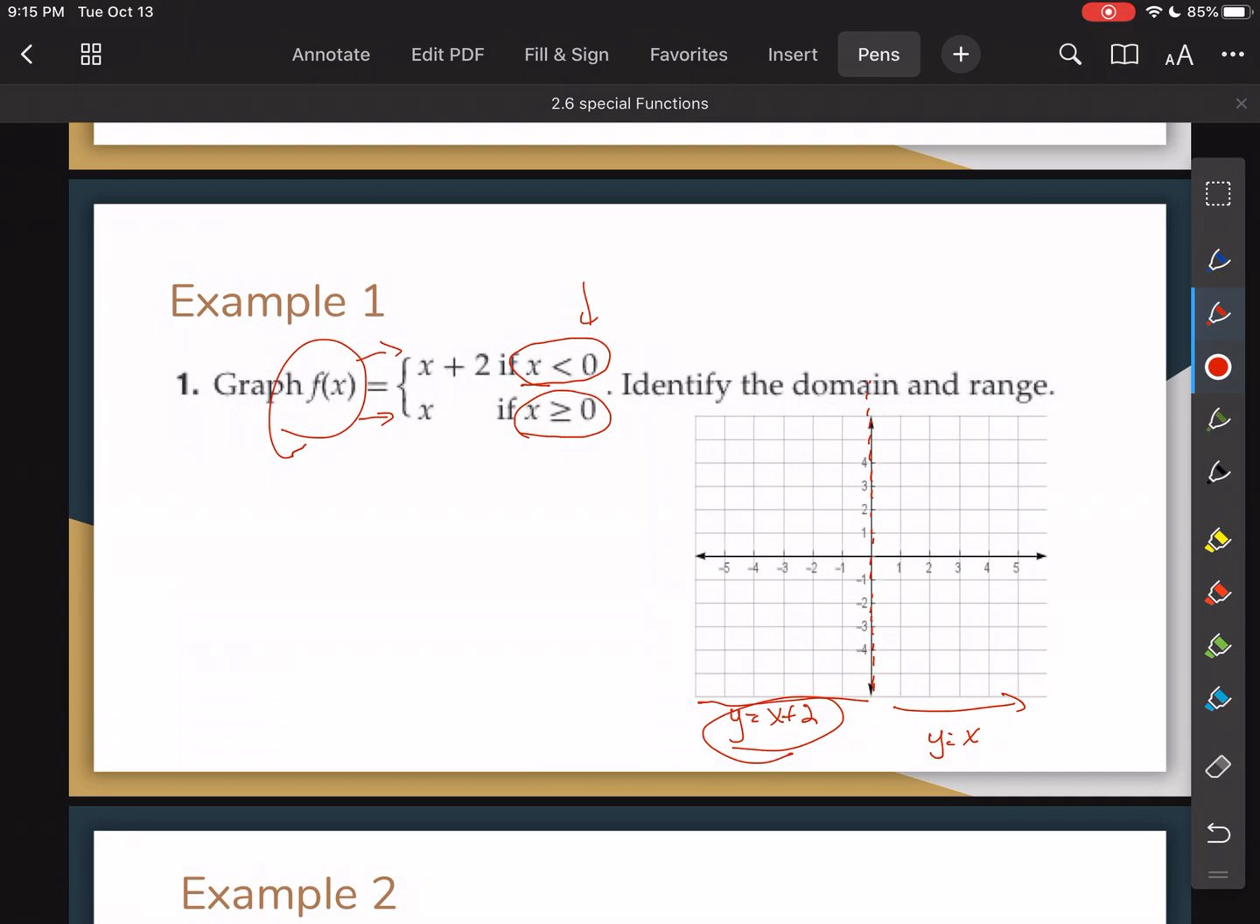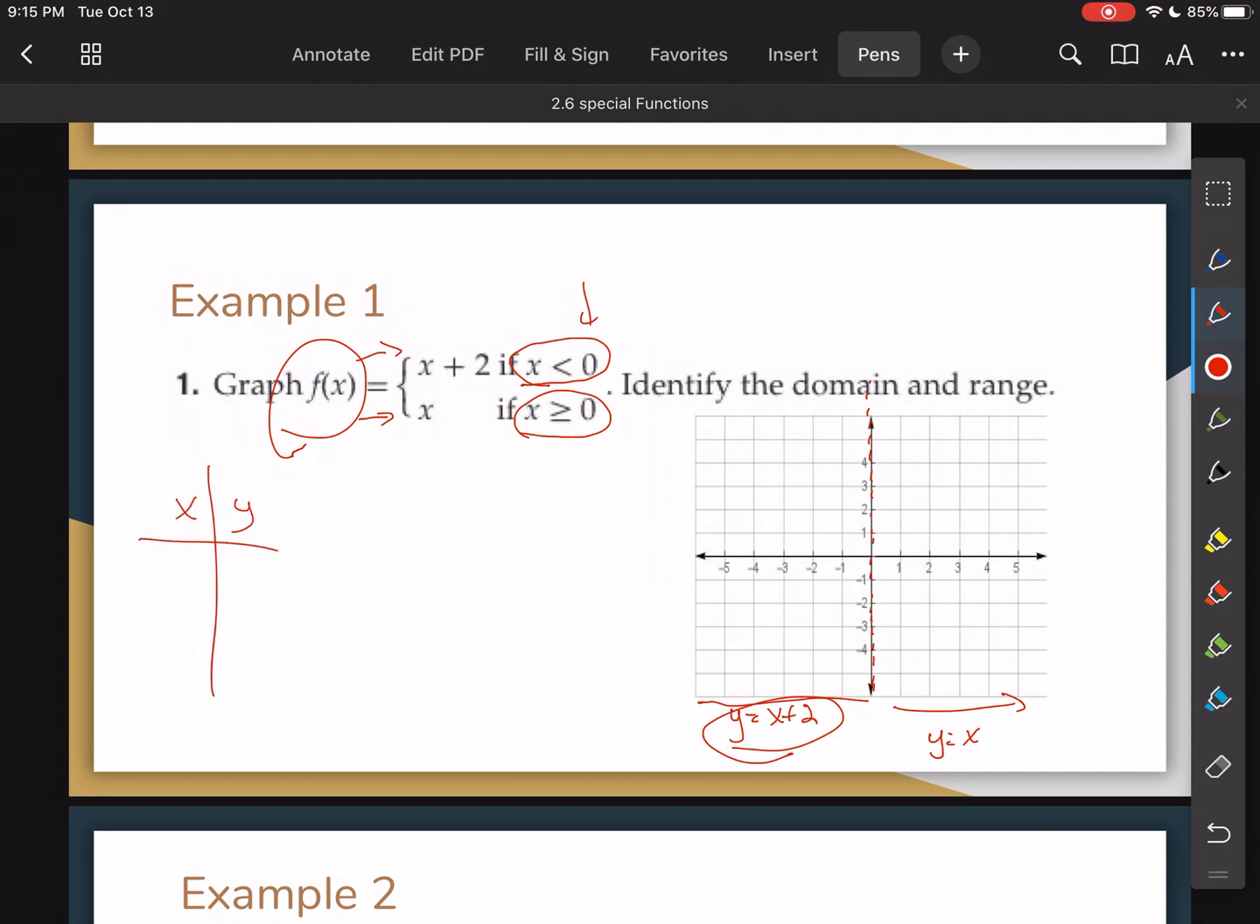Most people know at this point how to graph the line y equals x plus 2. If you need to refresh that, you can. But what I'm going to do is teach you a good strategy, because you might have things that are not necessarily linear when we do these piecewise functions later on. So what I would do is just make a t-chart.